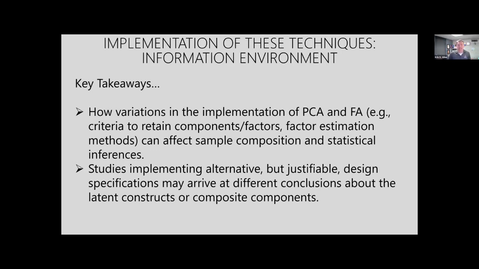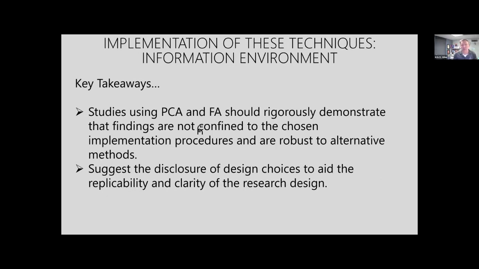And then, studies that implement alternative but justifiable design specifications may arrive at different conclusions. And so if one study uses a justified method of X and another study also uses a justified measure of Y, we might come up with different conclusions. And we as an academic body should probably understand more fully the implications of that. That's kind of the takeaway from our study.